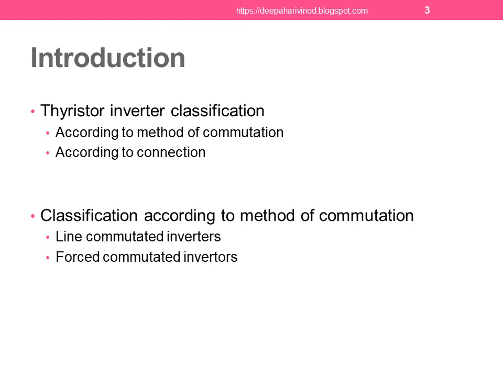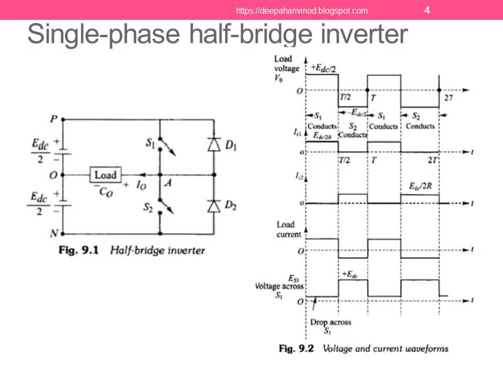According to this, they are again classified as auxiliary commutated and complementary commutated. According to the connection, inverters are classified as series, parallel and bridge. In case of bridge, we have half bridge and full bridge. Now let us see the single phase half bridge voltage source inverter.